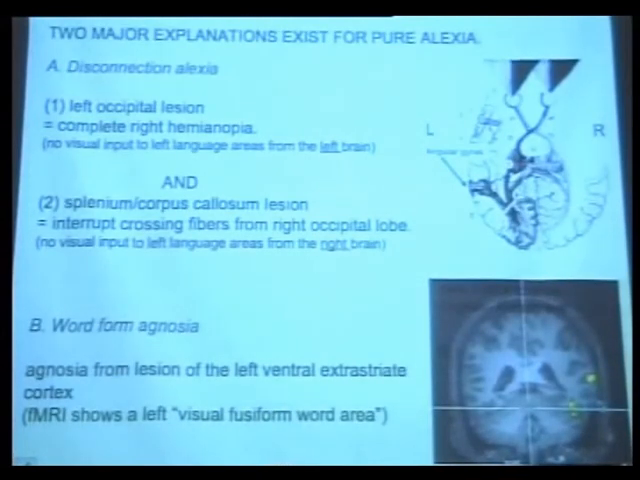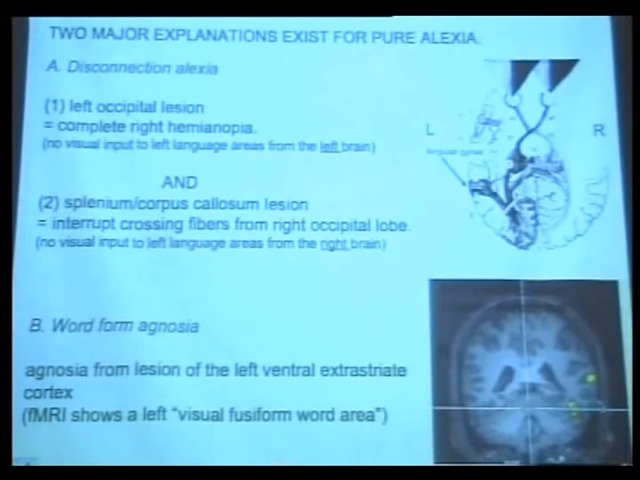There's two main explanations for why pure alexia occurs. One is that it could be a disconnection syndrome. That's illustrated here in this figure from Déjerine from way back in the 1890s. The idea here is that you have two things going on. You have a left occipital lesion here that causes you to have a right hemianopia. No information from that side of the world.